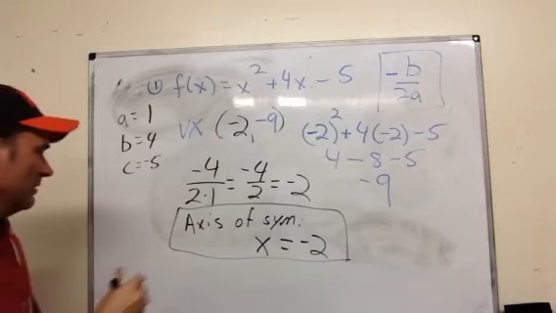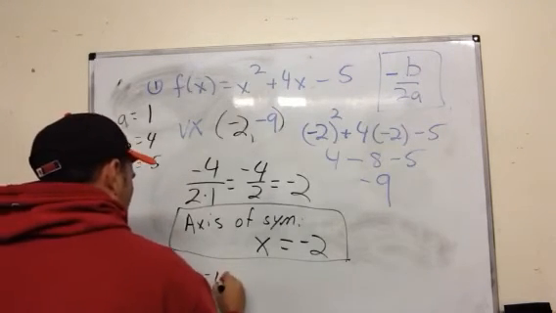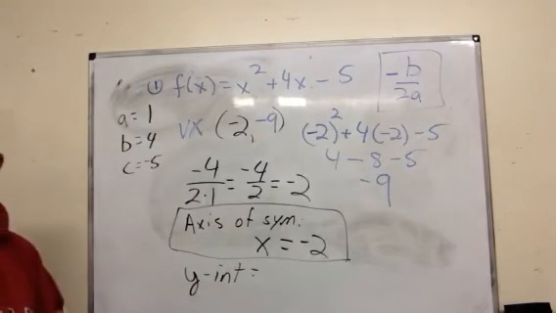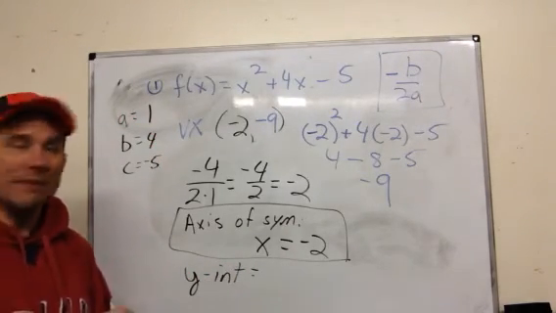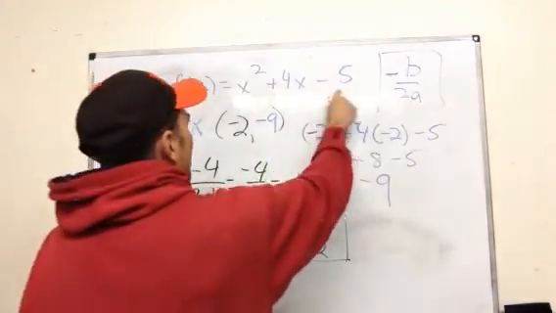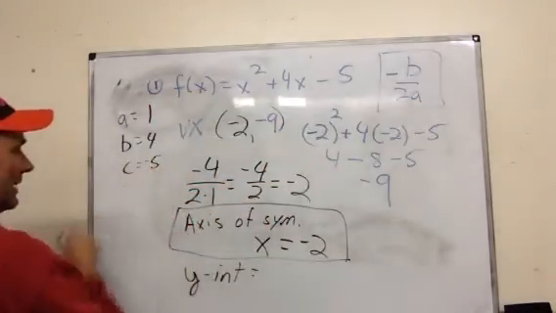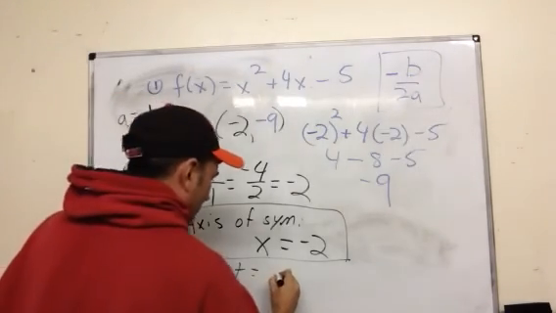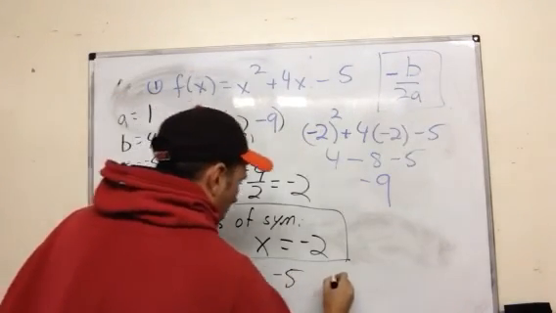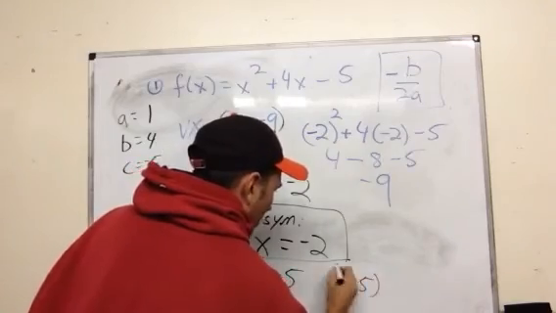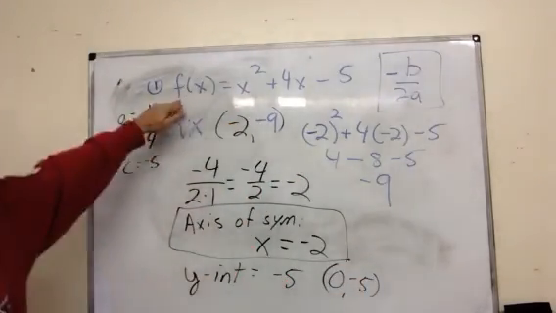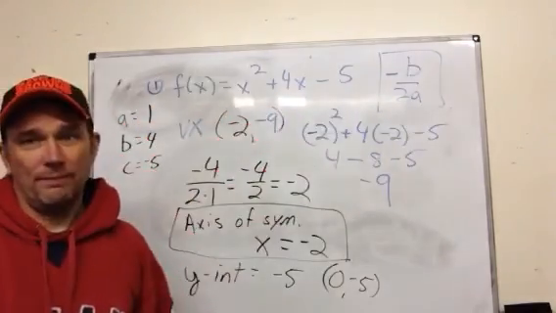And then finally, the y-intercept. Remember, our y-intercept from that first couple minutes of the lesson is our c value. Right there. So our y-intercept is negative 5. Or as a point 0, negative 5. So again, from our y-intercept, we don't have to do any work.